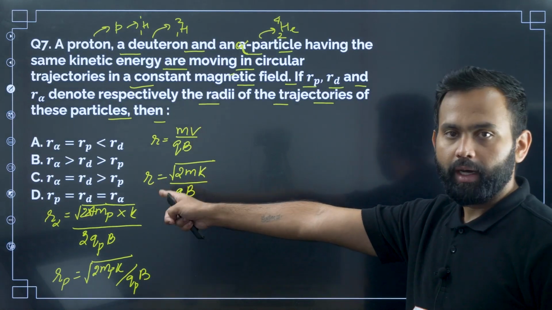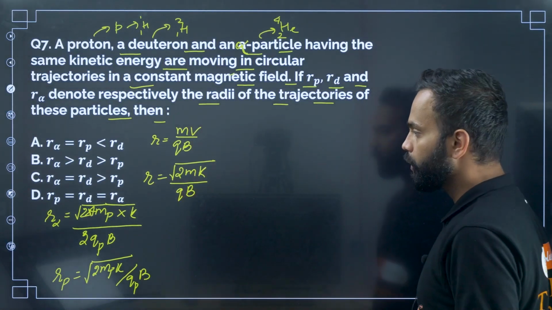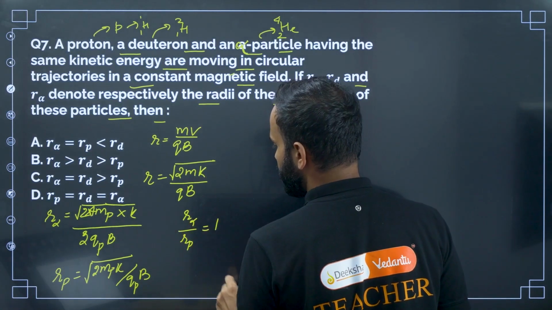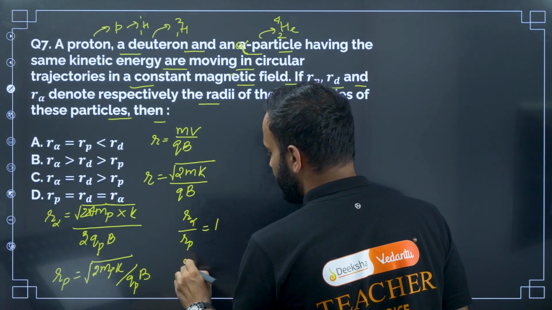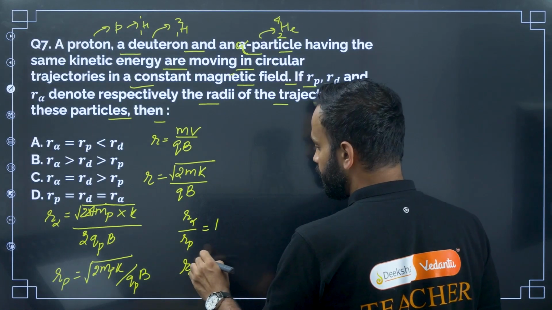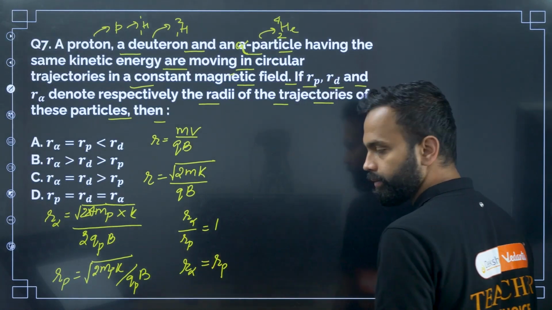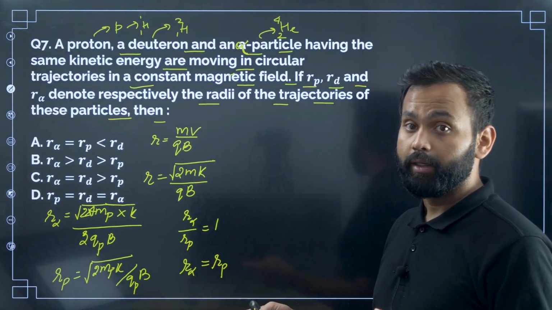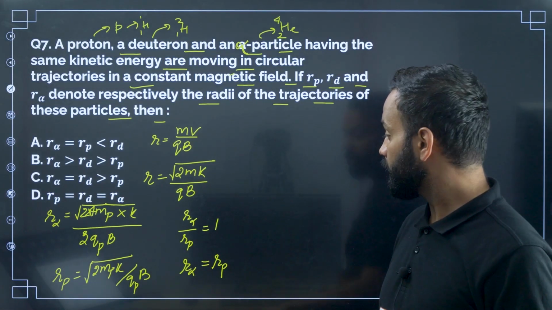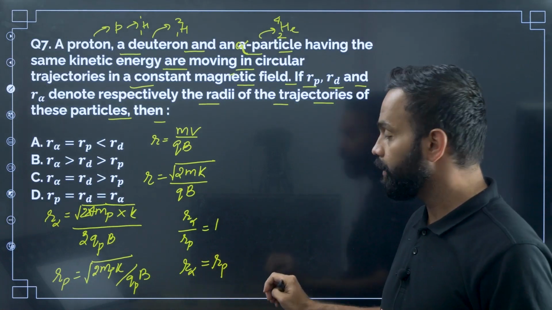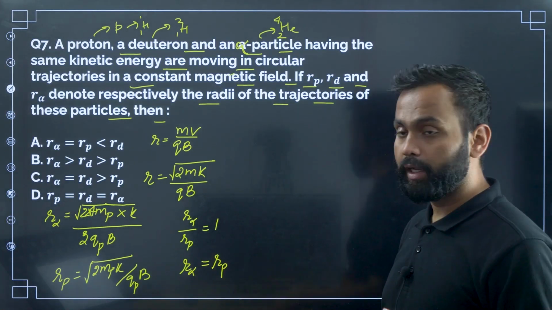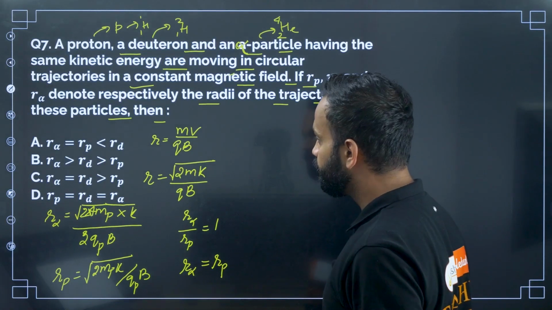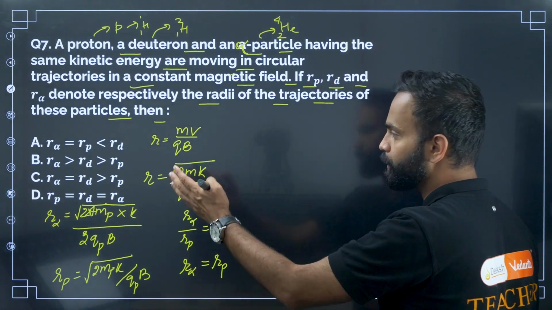So now take the ratio of r alpha and rp. Take the ratio of r alpha and rp, you will get 1, which is equal to 1. From this I can conclude that the radius of the circular path taken by the alpha particle is the same as the radius of the circular path taken by the proton. R alpha equal to rp, right? So anyway, option A is correct.